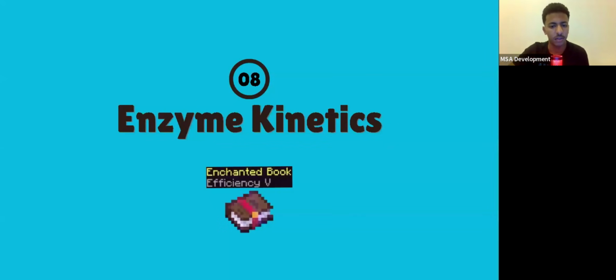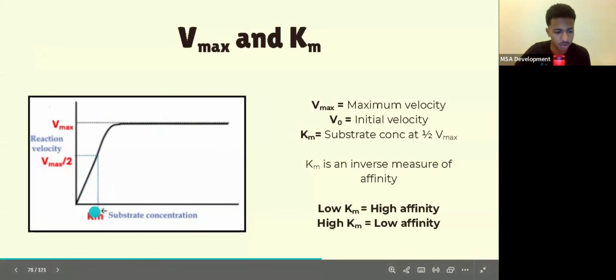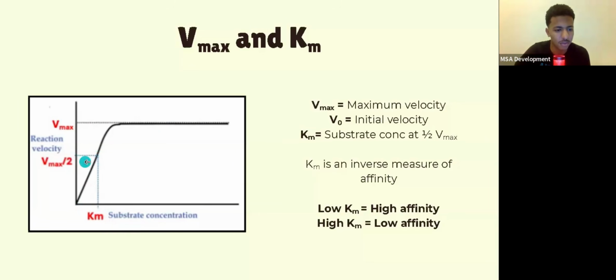Now let's move on to lecture 8, Enzyme Kinetics. We have two important hallmarks, which are Vmax and Km. Vmax is the maximum velocity. And then we also have V0, which is the initial velocity. It's going to be over here. And then Km is the substrate concentration, as we can see on the graph, at half of the Vmax. So you're going to get the Vmax divided in half, and then if you find the substrate concentration, it's going to be Km. Or vice versa, okay? And Km is important because it's an inverse measure of affinity.